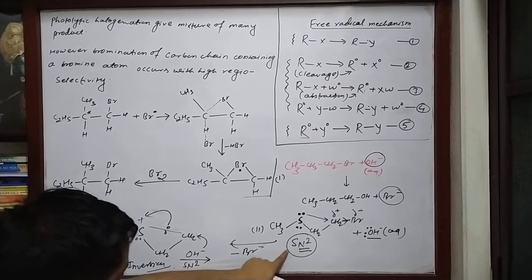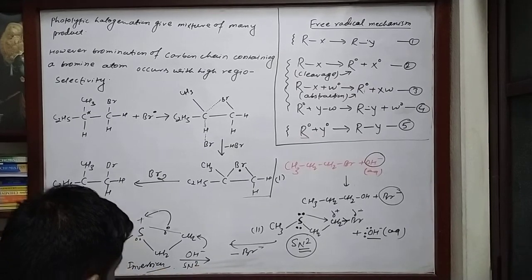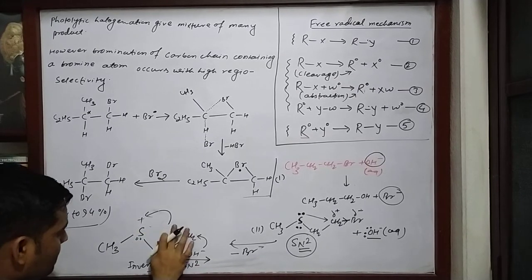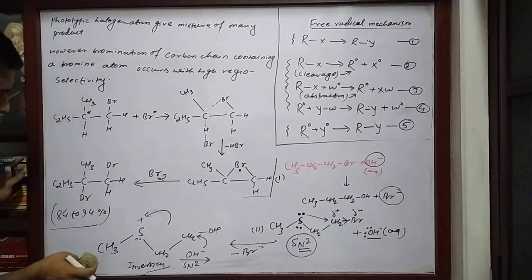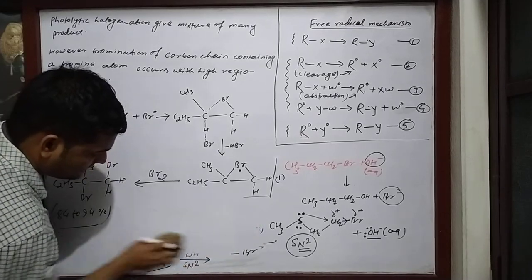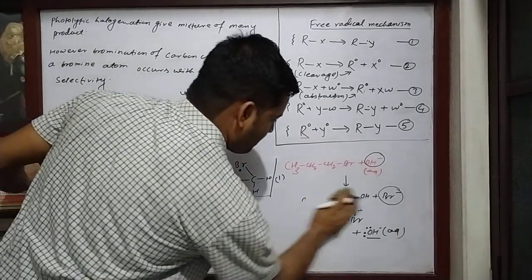And when anchimeric assistance takes place two times, there is retention of configuration. This means that in neighboring group participation there is always 100% retention, there is no inversion. This is the strong evidence behind neighboring group participation in nucleophilic substitution reaction.